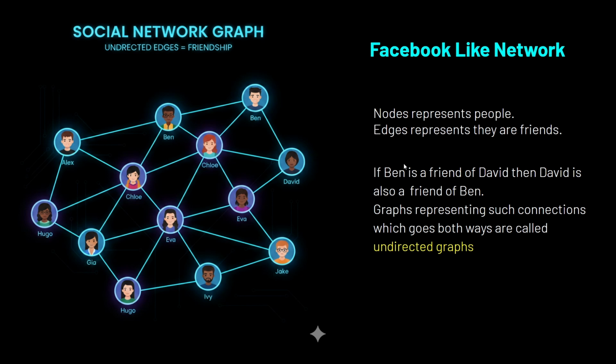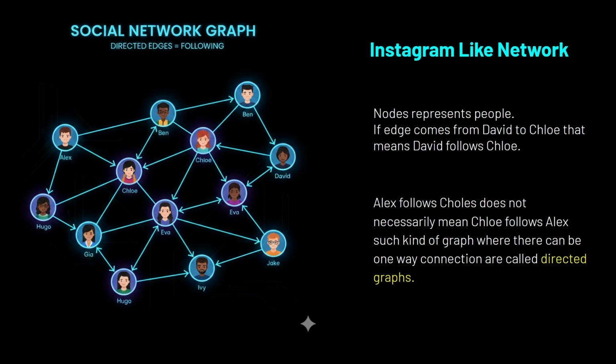So this is a Facebook-like graph, and the relationship between any two people, for example Ben and Chloe, is that they are friends with one another. If Ben is a friend of Chloe, then Chloe is also a friend of Ben, so this relationship goes both ways. It does not have a direction, so it is also called an undirected graph. Now, moving to the next example.